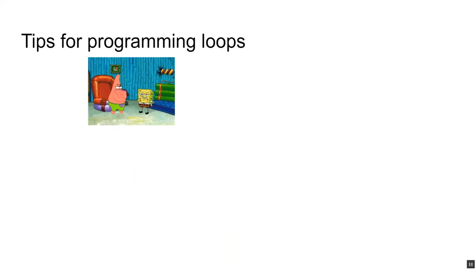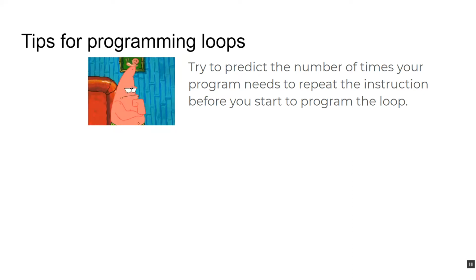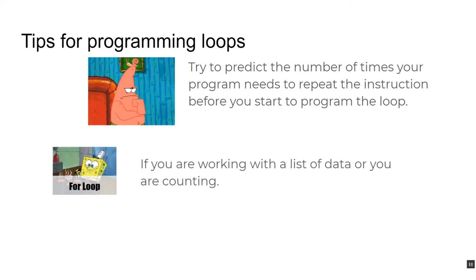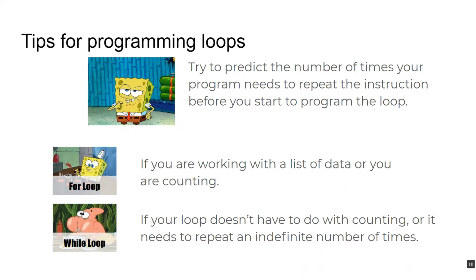So let's look at some tips here. Basically, try to predict the number of times that it needs to repeat, and that'll help you decide the structure you need. If you know how many times it needs to repeat, or you're counting, then a for loop is probably better. Now, if the loop doesn't have to do with counting, or it needs to repeat an indefinite number of times, then a while loop is probably what you want to do. So you go with Patrick if you want that, you go with SpongeBob if you know how much you need to count.